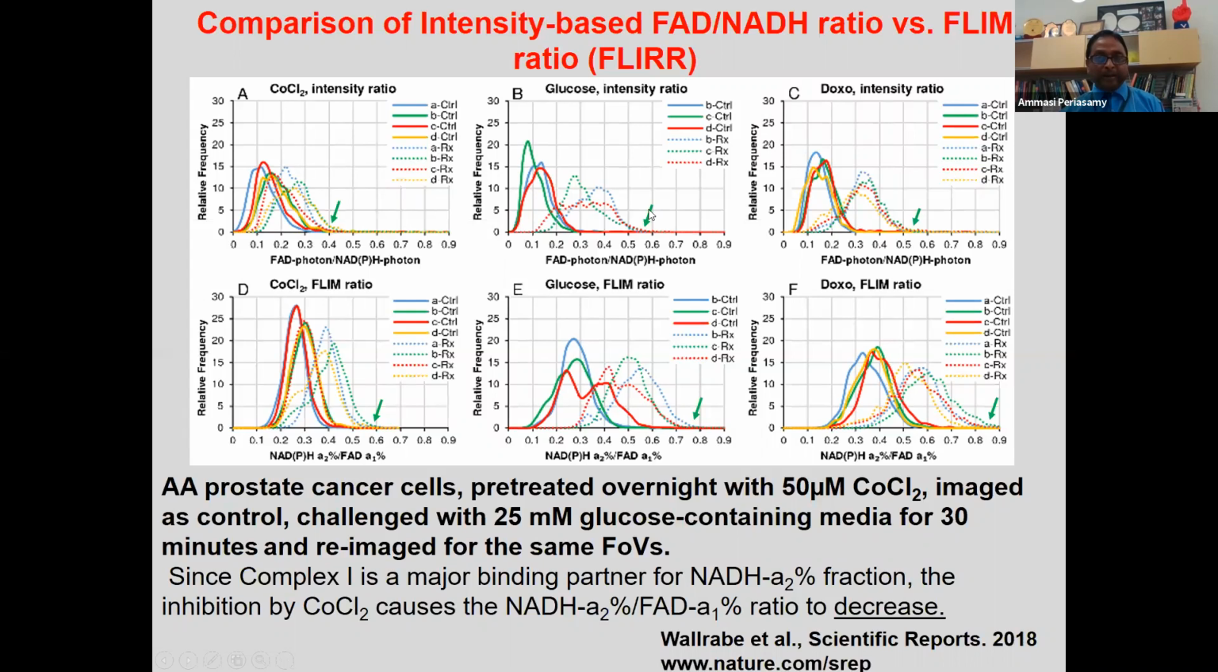You can clearly see the arrow mark indicates the green, the increase in sensitivity. The pattern remains the same in both the intensity and the FLIRR ratio, but the sensitivity increases using the FLIRR ratio. Probably it may be due to reduced intensity artifacts.